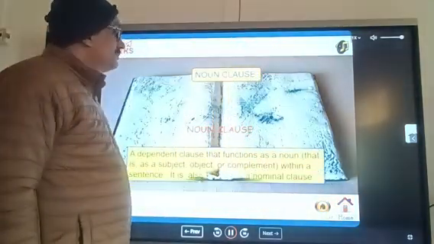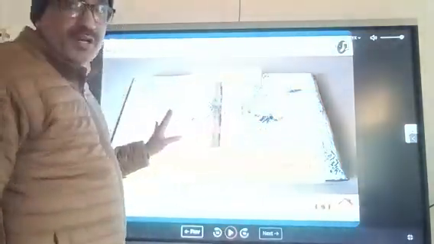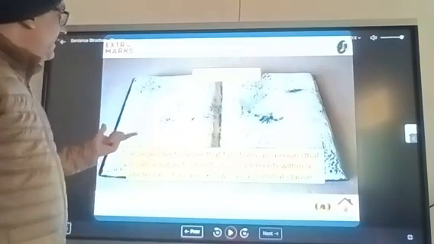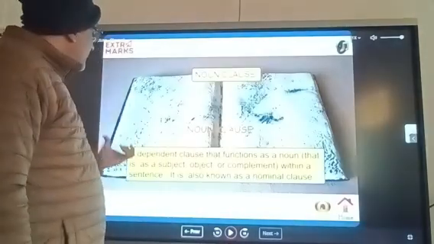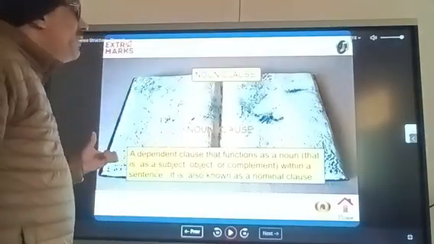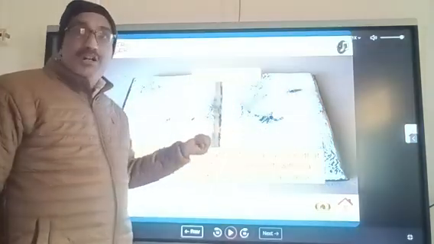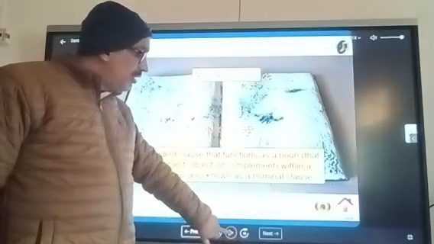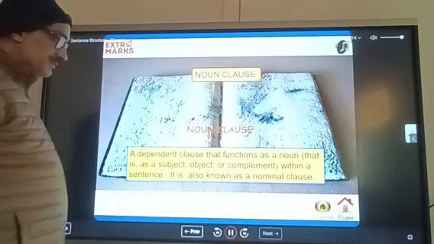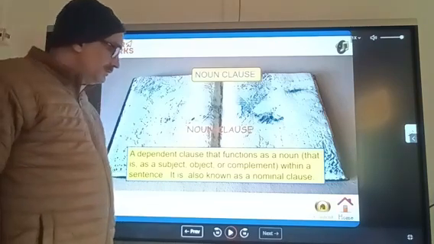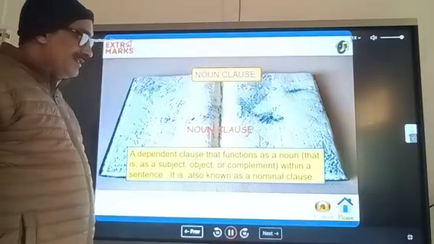Let us now look at the definition of a noun clause. This is a very important clause known as the noun clause. A dependent clause that functions as a noun, that is, as a subject, object, or complement within the sentence. It is also known as a nominal clause.